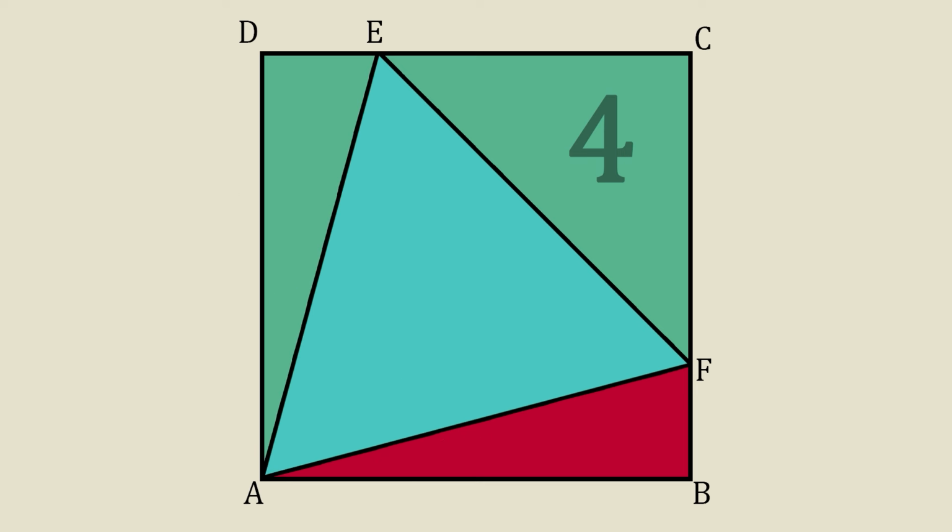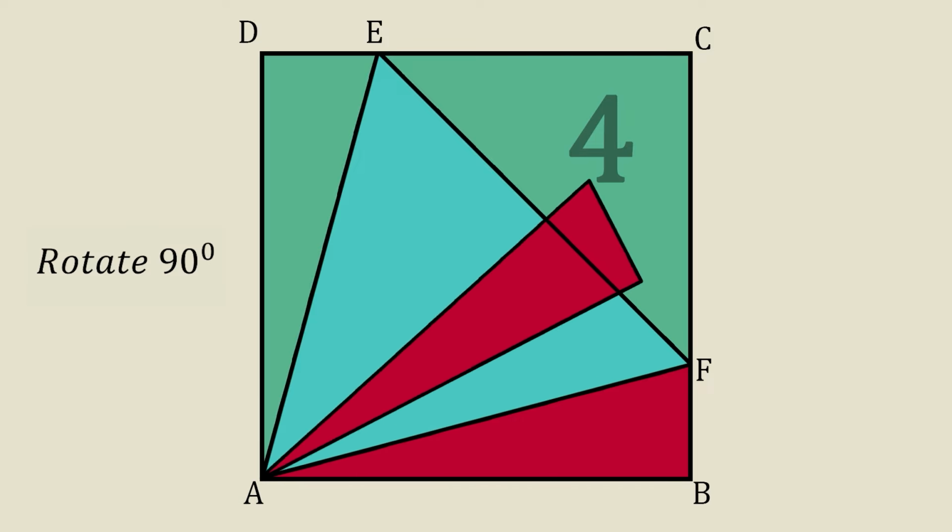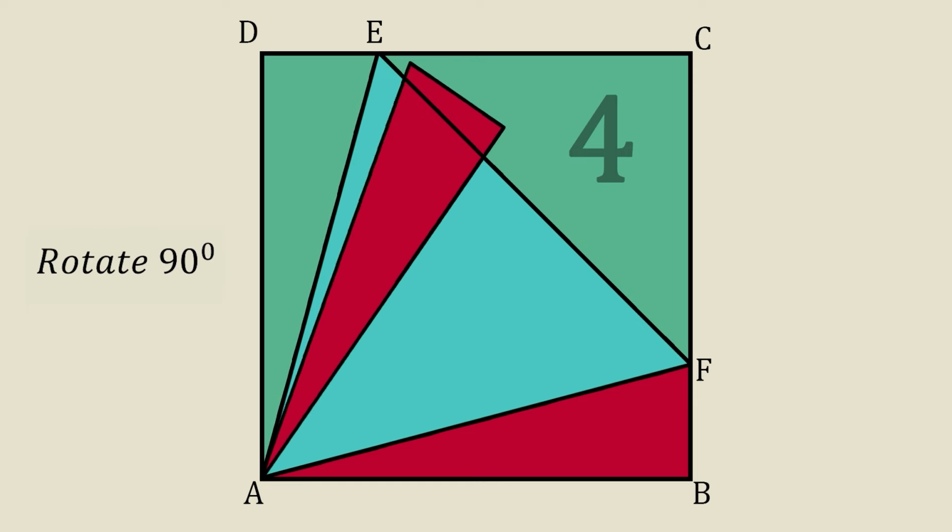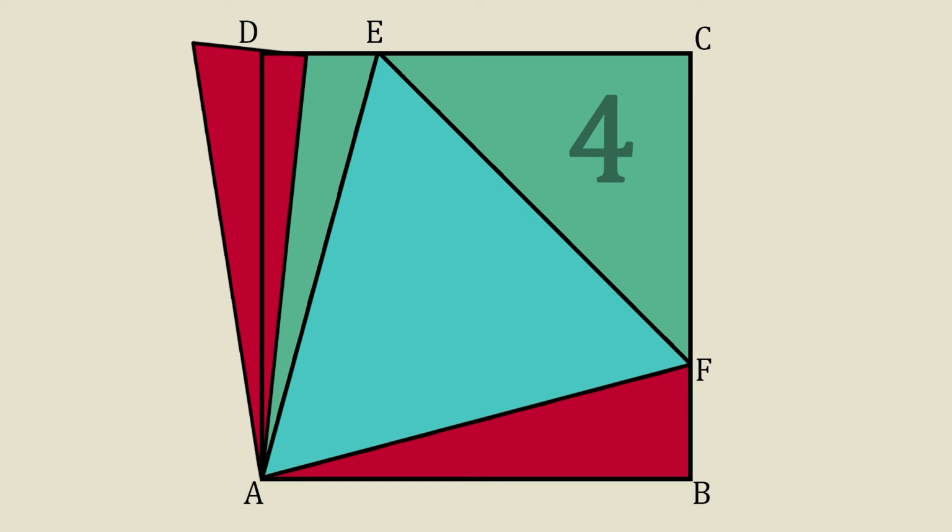Here comes the creative trick. This is the move that solves the puzzle. What we have to do is rotate triangle ABF 90 degrees counterclockwise using point A as the anchor. This creates a new identical triangle.